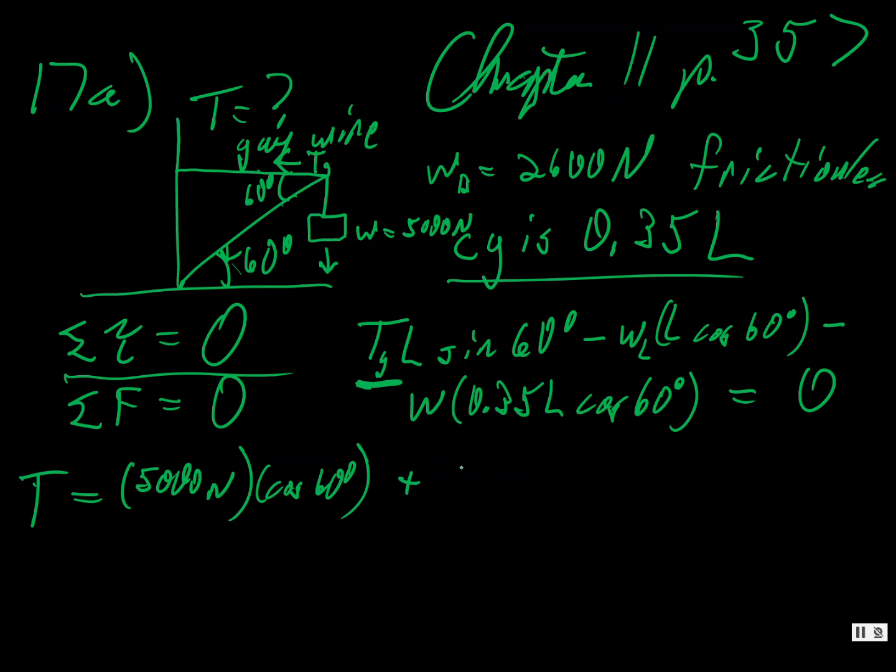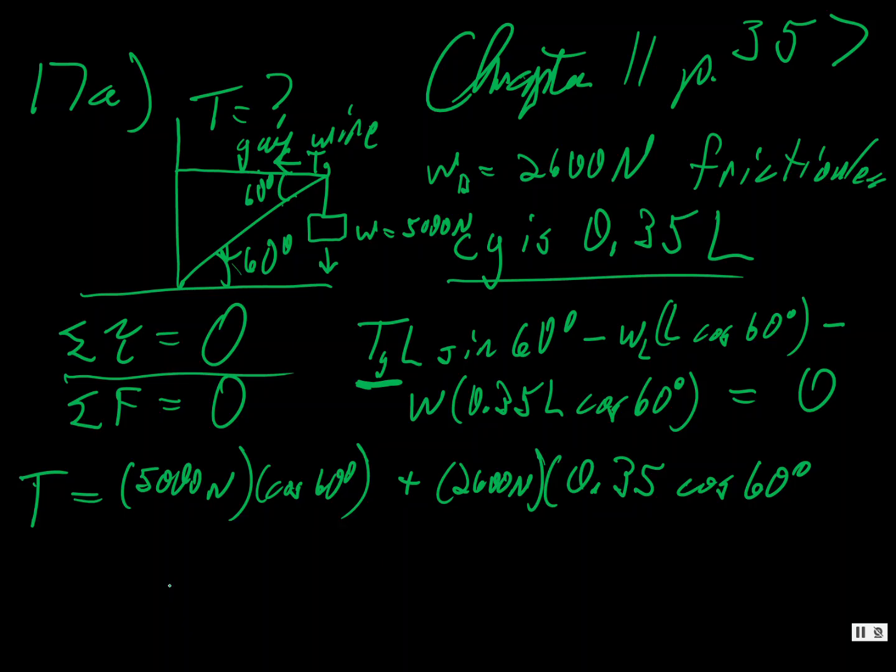the weight of the load, excuse me, not the weight of the load, the weight of the boom, which is 2,600 newtons, times what? 0.35 of cosine of 60. Okay, and you say, well, where's your L here? All right, we're letting L be 1, okay, because notice it didn't give us a length.